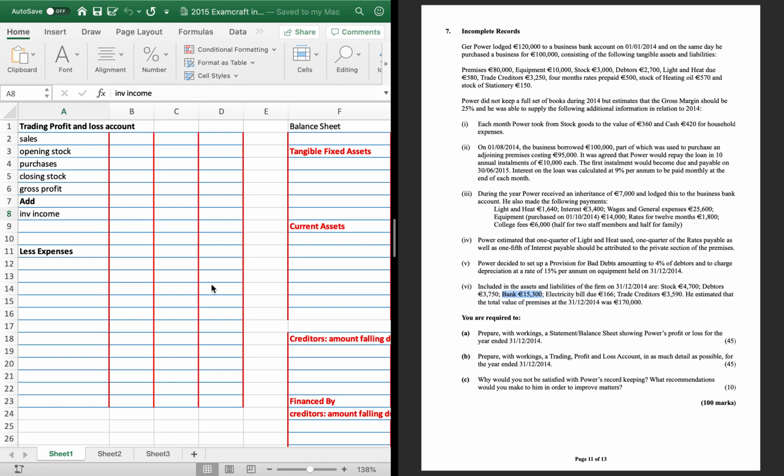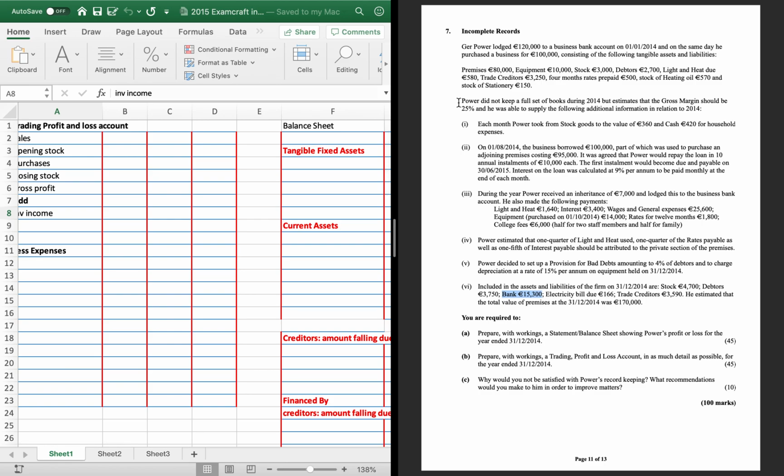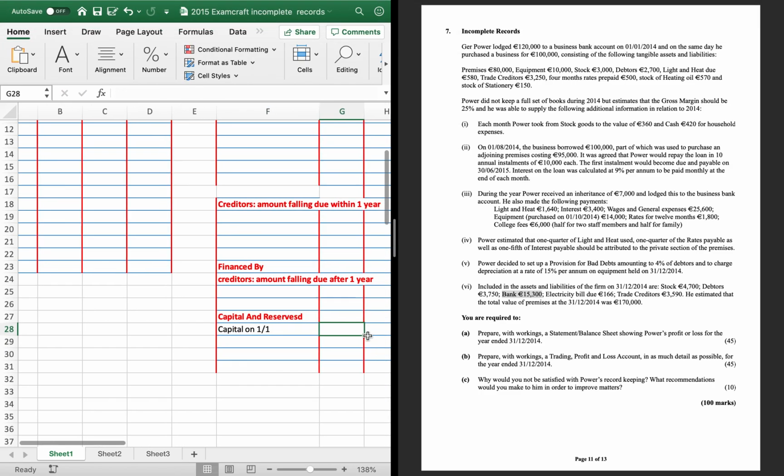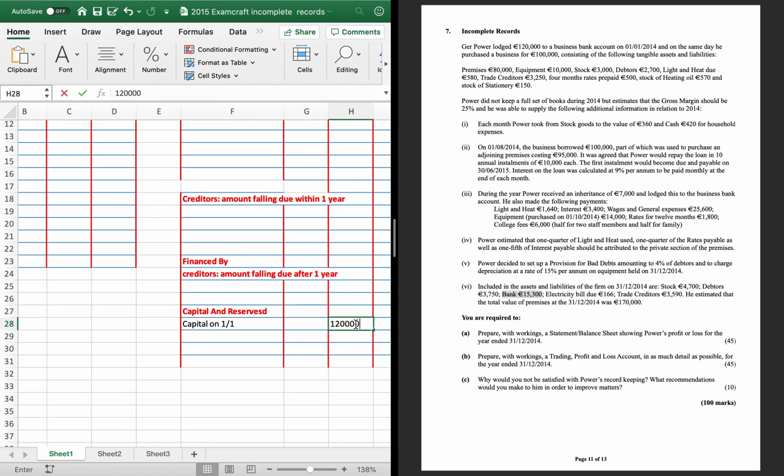Okay, so just be aware of that. So a couple of things. We'll get in our capital on the first, which is 120,000. So capital and reserves. We've got our capital on the first, and that's the amount we paid. We lodged in the business bank account, the 120,000. Okay.